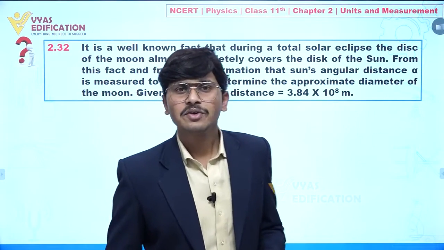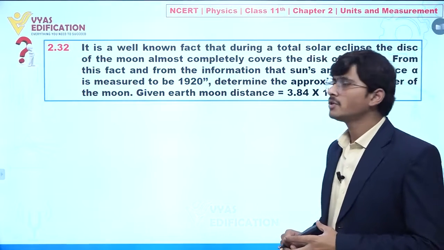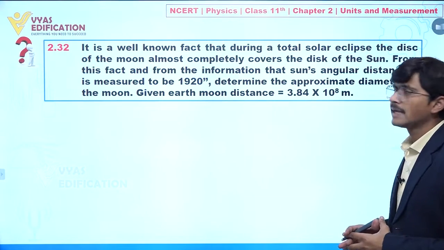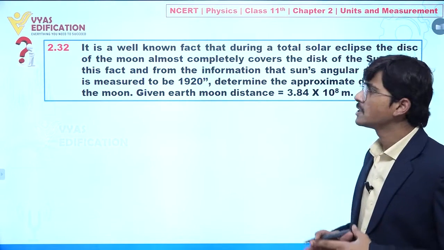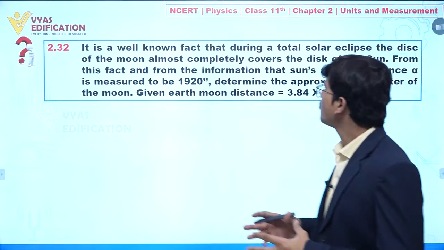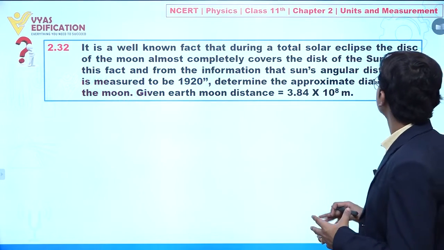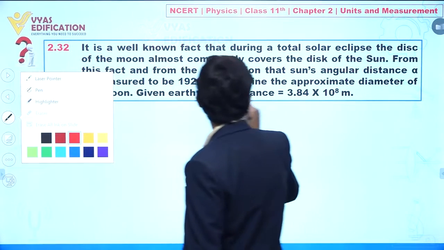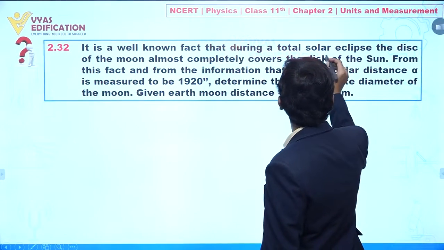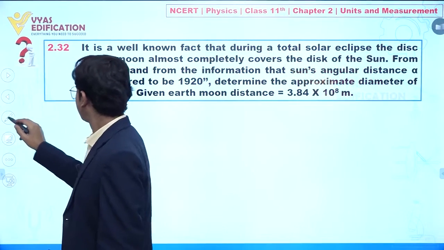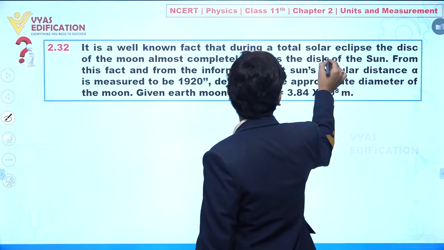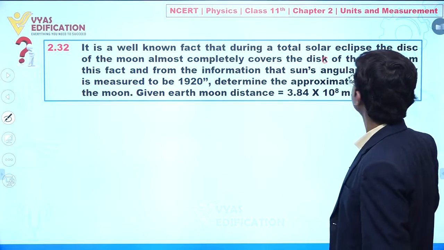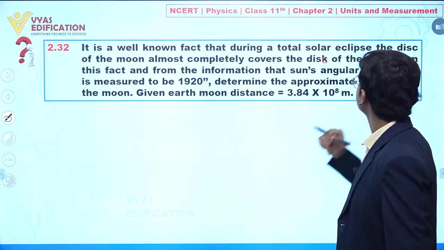Now dear student, we are going to discuss question number 2.32, and in this question it is given to you, it is a well known fact that during a total solar eclipse the disk of the moon almost completely covers the disk of the sun. Clear? So now we can say this is disk C. Clear? C. Yes. So in this question it is given, it is a well known fact that during a solar eclipse the disk of the moon completely covers the disk of sun.